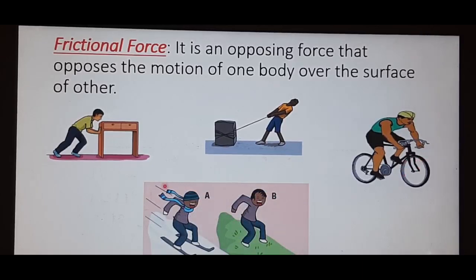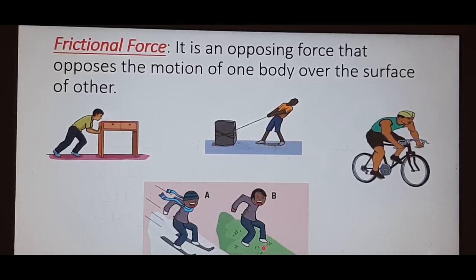Here you can see two persons. Person A is able to skate on ice, whereas person B is not able to skate on the grassy surface. So why is that so? Because the grassy surface, being hard, is providing him friction, due to which he is not able to slide.